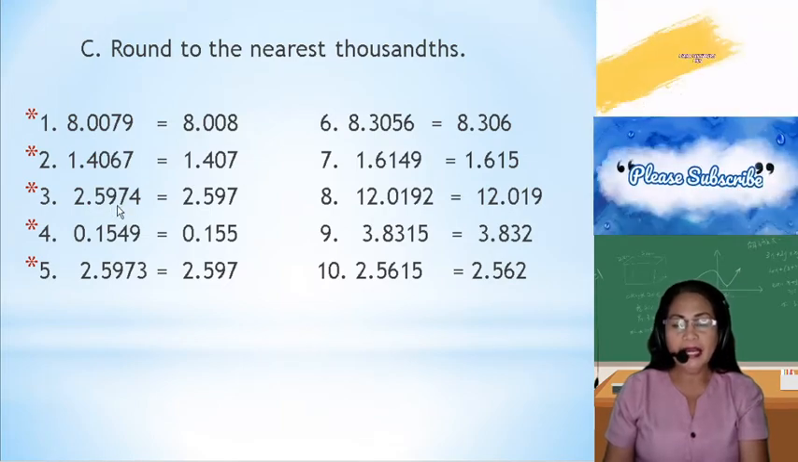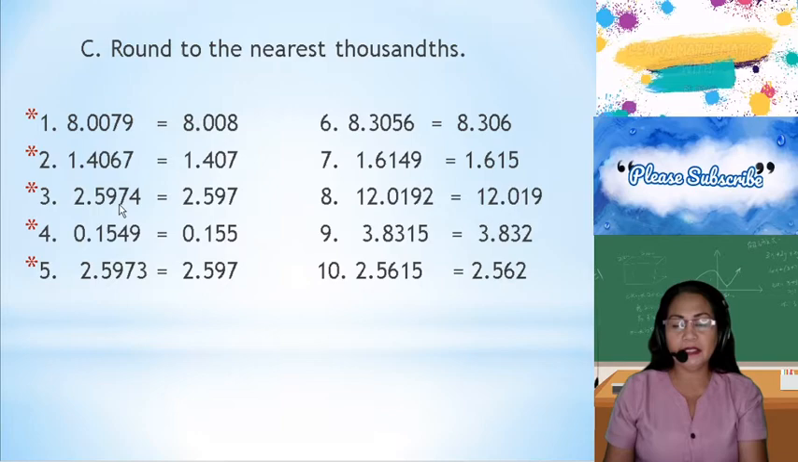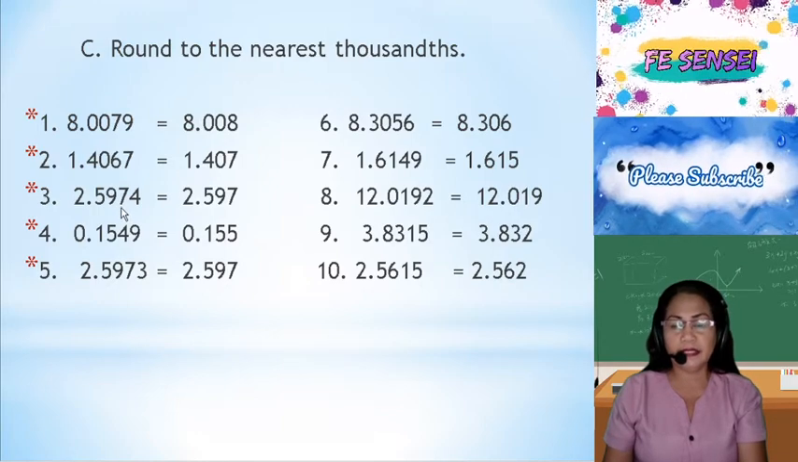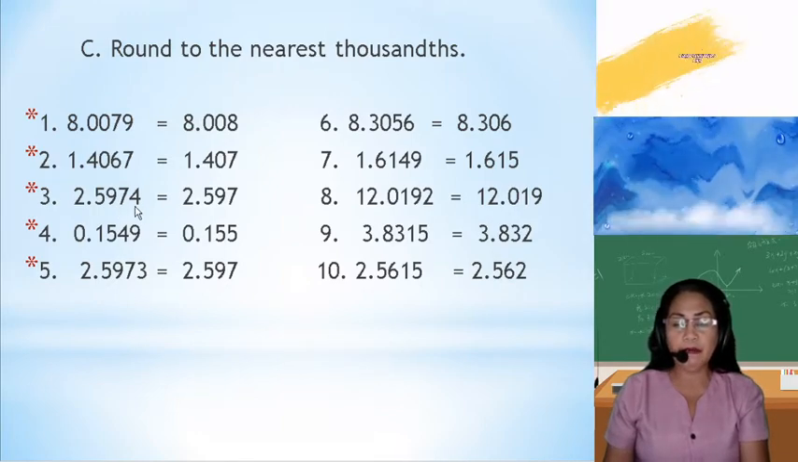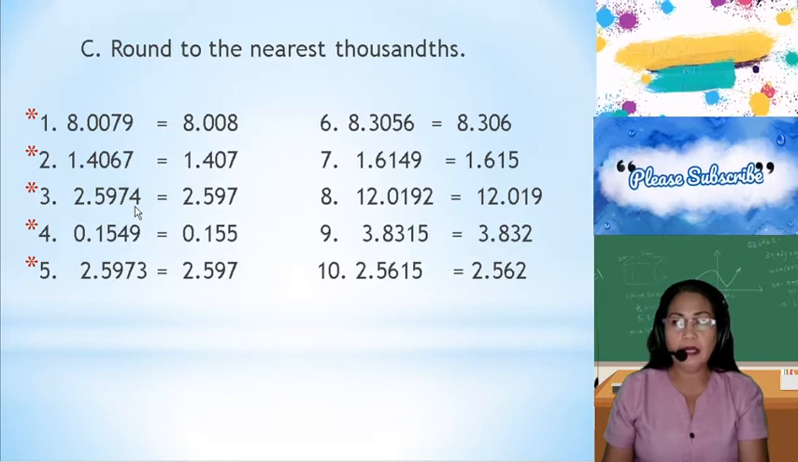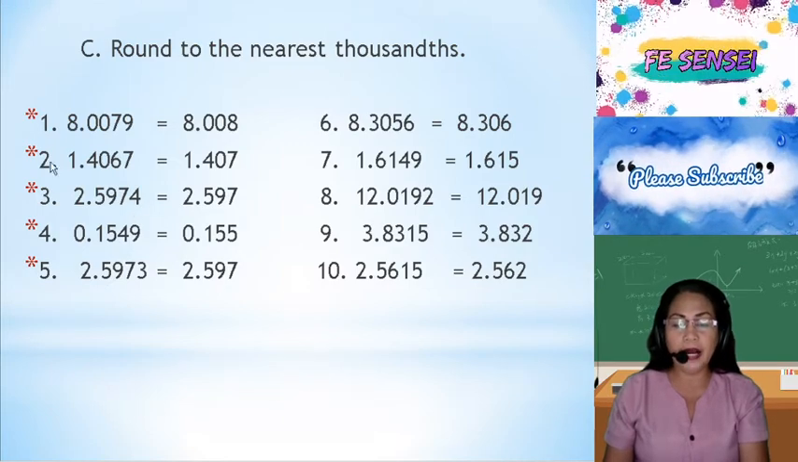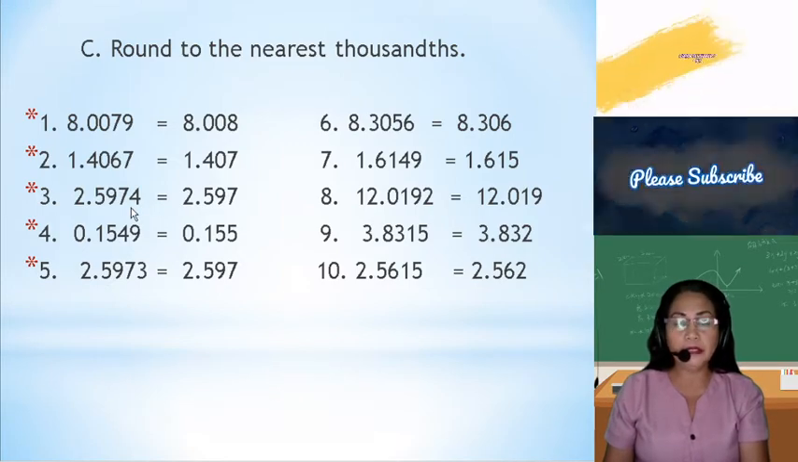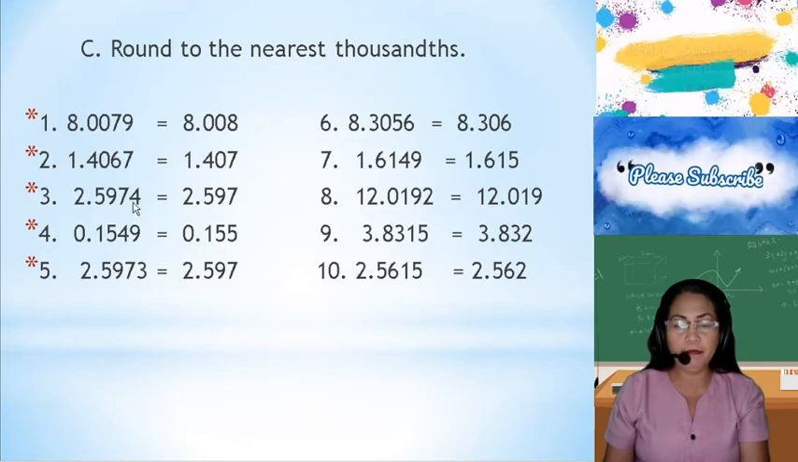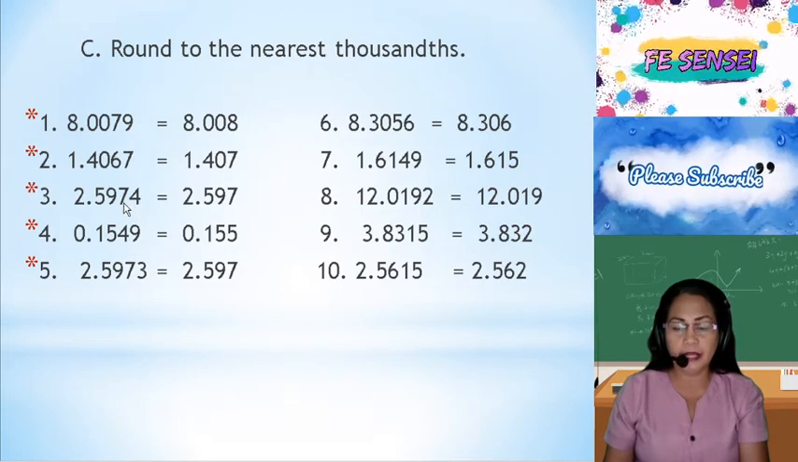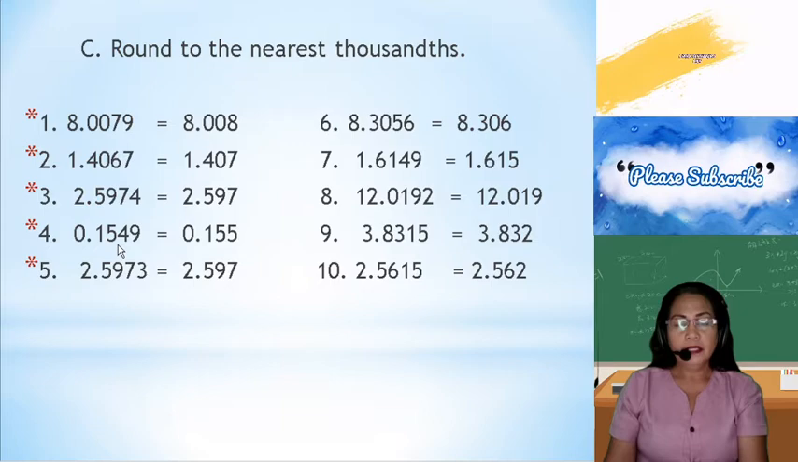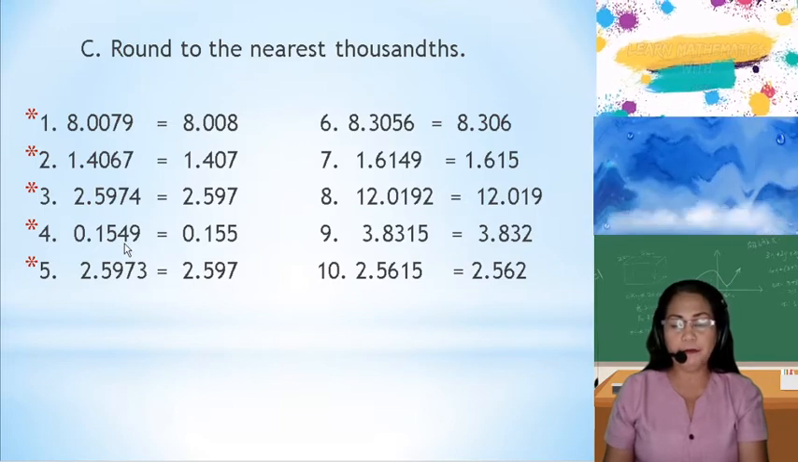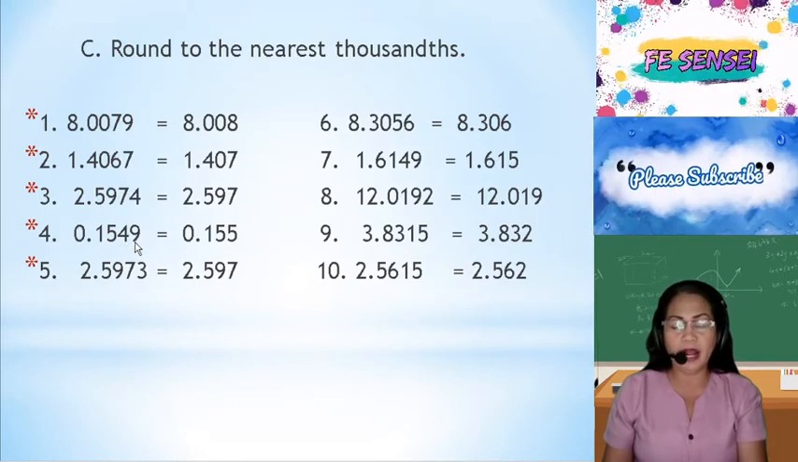Number 3, the number in the thousandths place, or the number to be rounded, is 7. The number to the right is 4. It's less than 5. Therefore, round down. So, drop 4 and retain 7. Number 4, the number in the thousandths place is 4. The number to the right is 9.